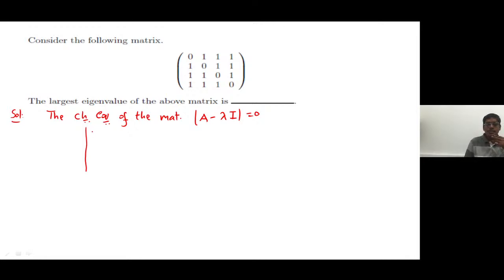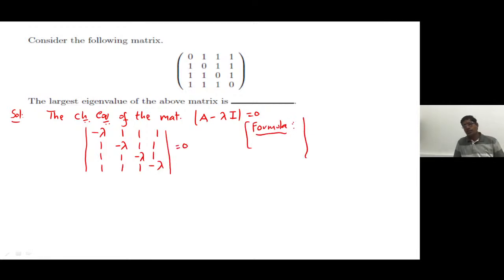So 0 minus lambda is minus lambda, the remaining elements in the same row no change. Next, 1, 0 minus lambda is minus lambda. Only diagonal elements should have lambda subtracted, and the remaining elements keep the same sign, without writing the identity matrix and multiplying by lambda. This is the shortcut method. 1, 1, 1, 1 minus lambda.